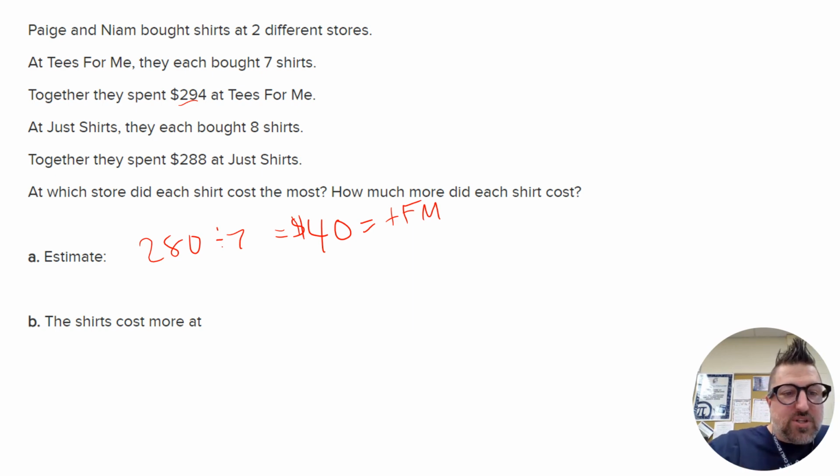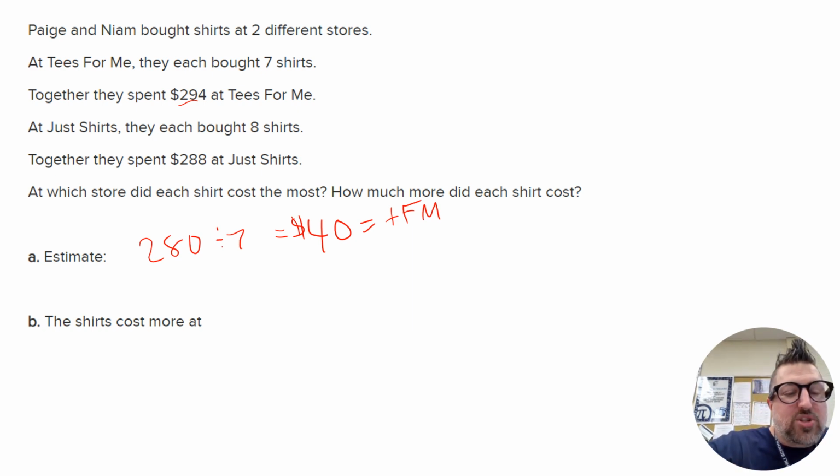At Just Shirts will be 288 divided by 8. There really isn't a good multiple. I can go up to 320, or I can go down to 240. That really looks like about halfway between the two. So if they cost $30, they would spend 240. If they spent $40, it would be 320. So it looks like it's about halfway.